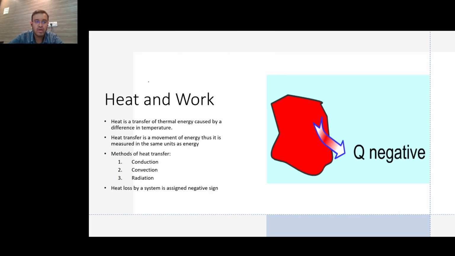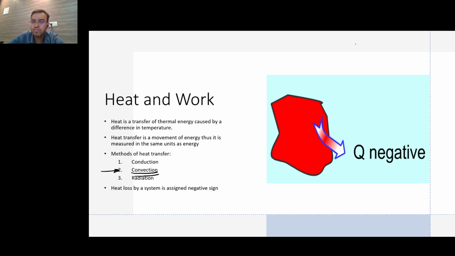Next, let us look at the method of heat transfer due to convection. Now, what is convection? Convection is the method of heat transfer due to the movement of fluid itself.